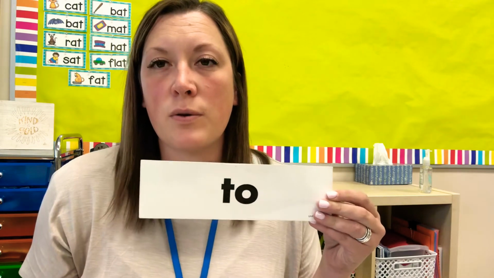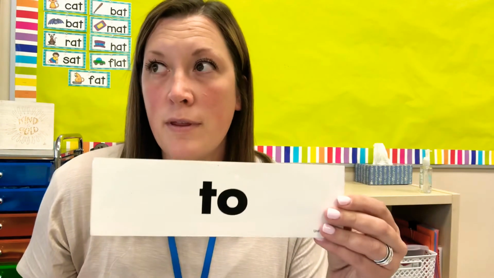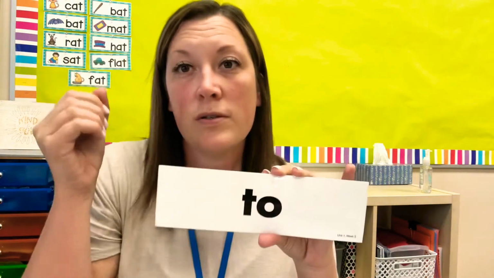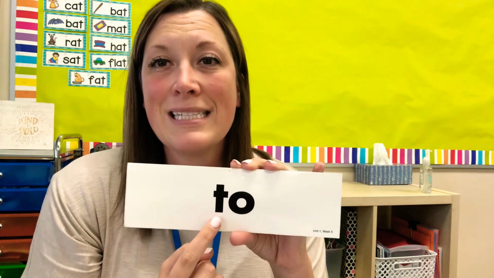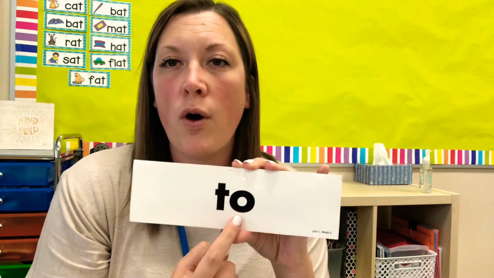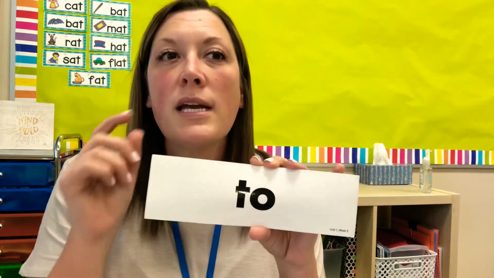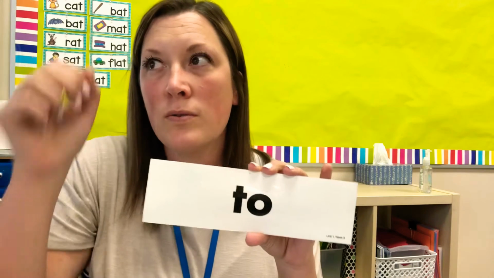And to. What word is this? To is written with a T and then an O. First you make a T and then you make an O. To is written with a T and then an O. This is the word to.